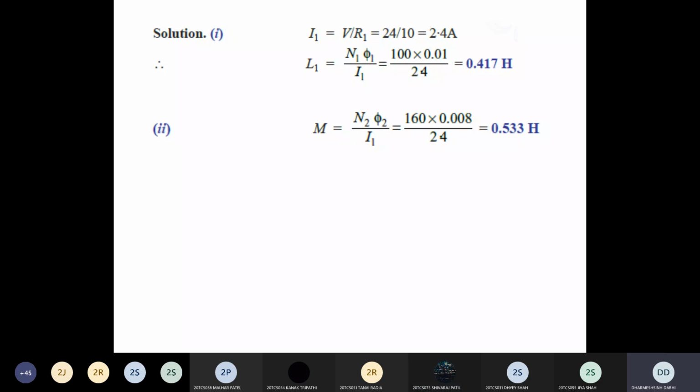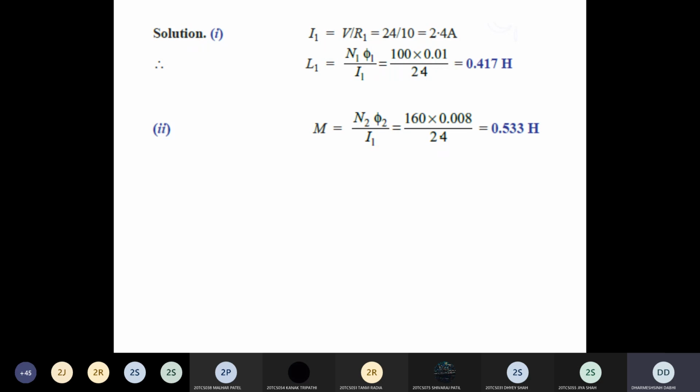Sir, how did you get this equation, N2 phi 2 divided by I1? In theory, we see the equation is N2 phi 1 2 divided by I1. What is phi 1 2? That is the part of the flux of coil 1 that is linked with coil 2. Clear? But here it is given in terms of phi 2. So that's why I write the equation as N2 into phi 2 divided by I1.